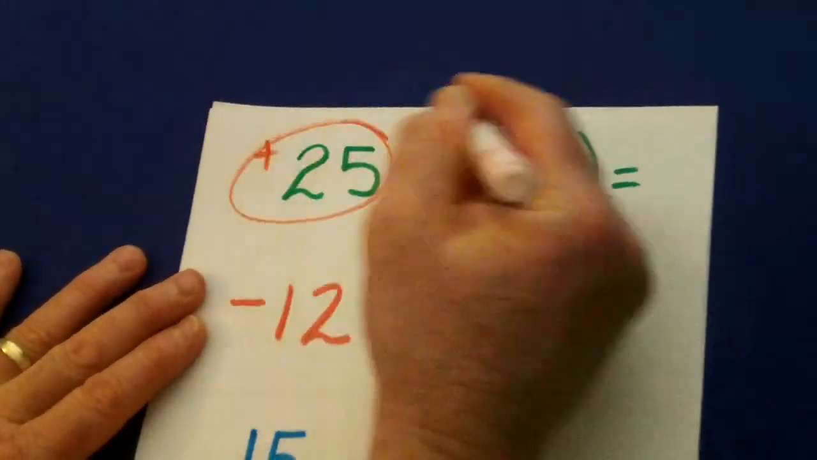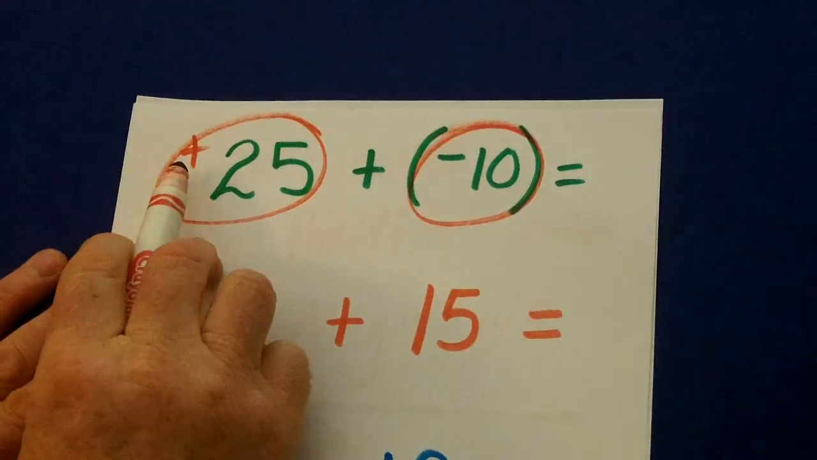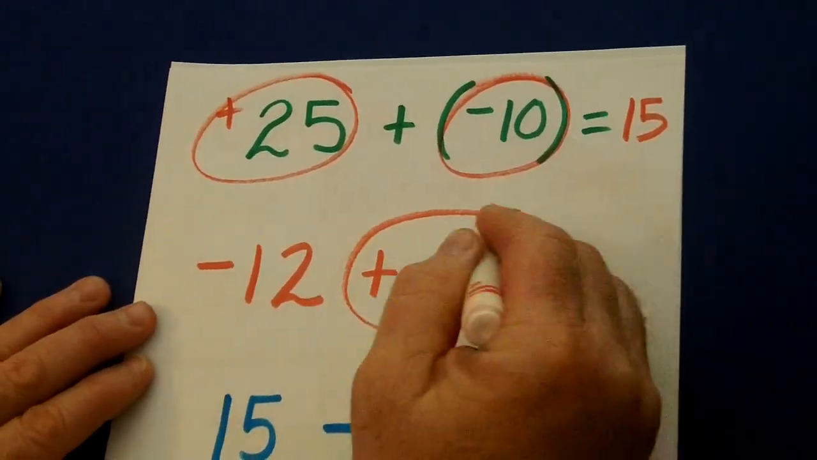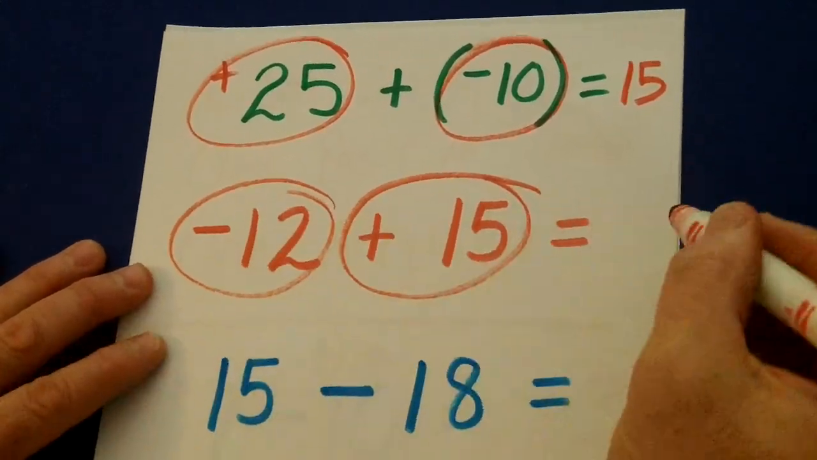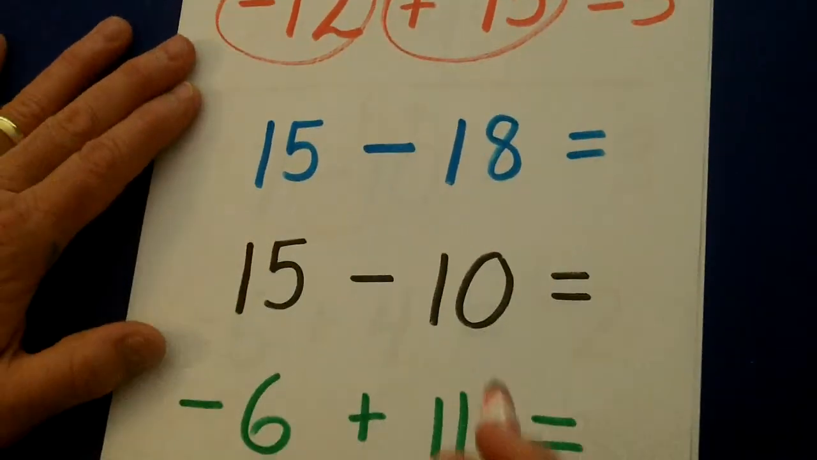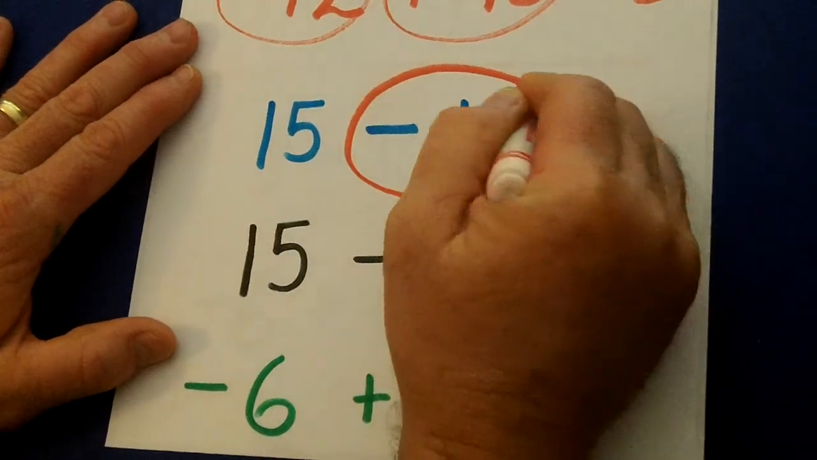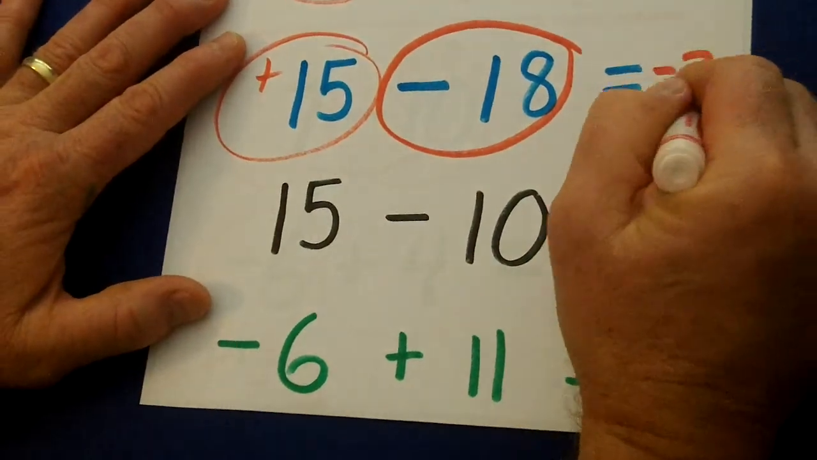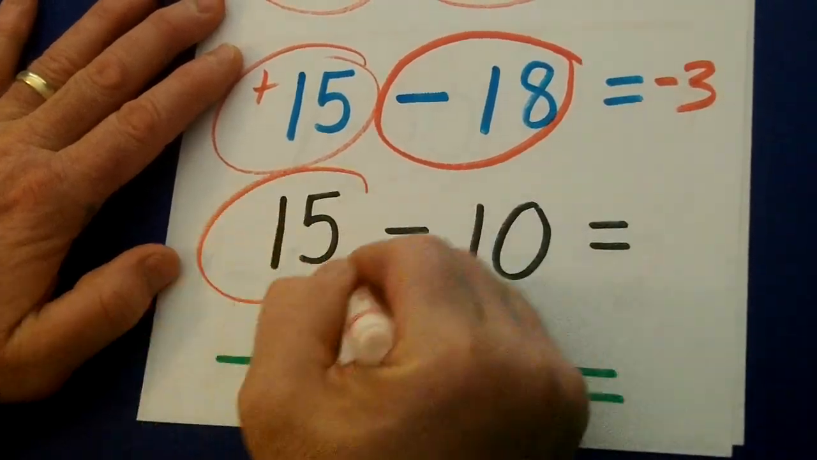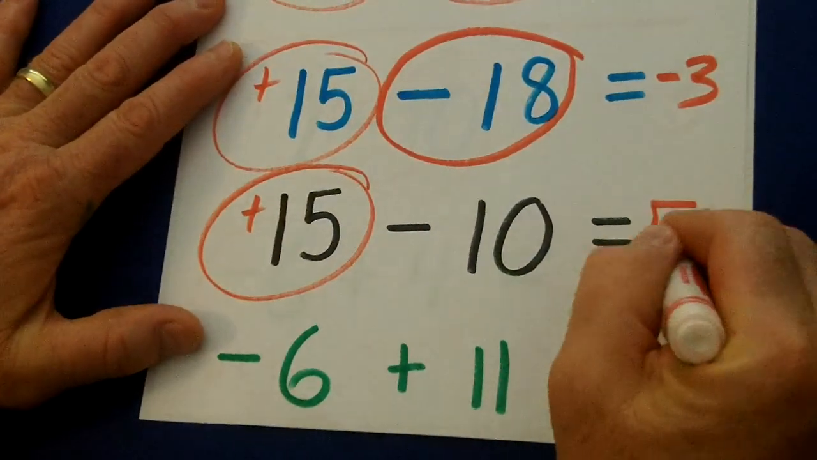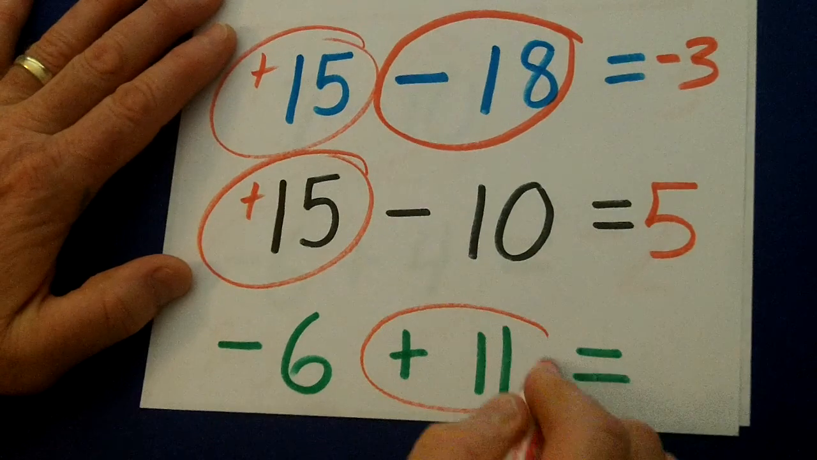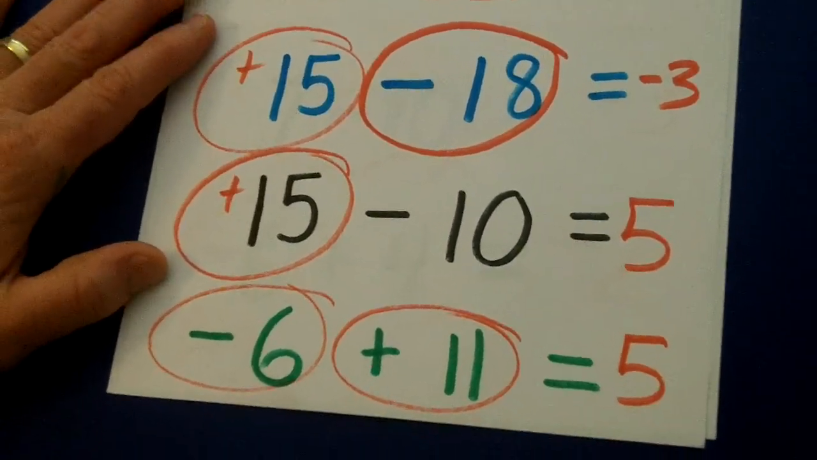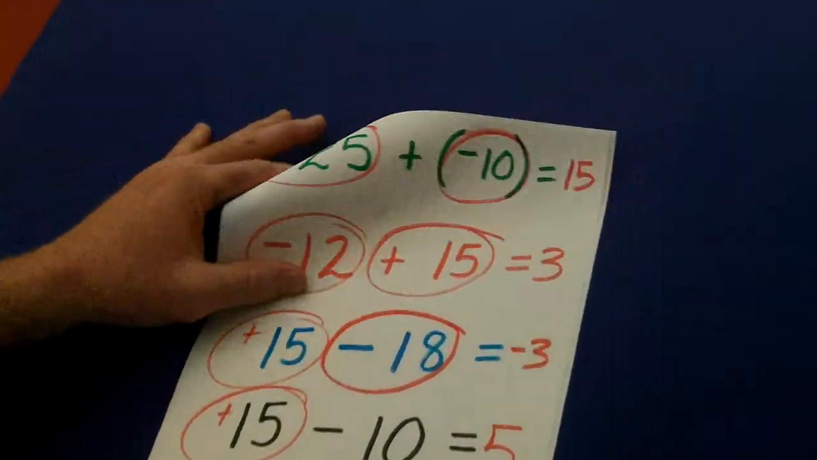Okay? Right here. Here's a positive. Here's a negative. The positive is bigger by 15. That positive is bigger than that negative by 3. That negative is bigger than this positive by 3. The negative number is bigger. Here the positive number is bigger by 5. Here the positive number is bigger by 5. Okay? All right.